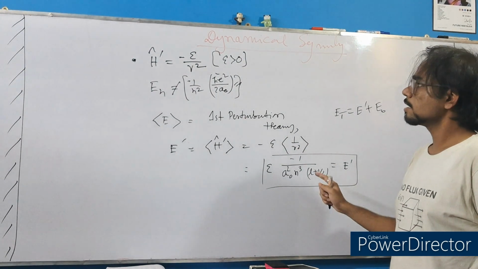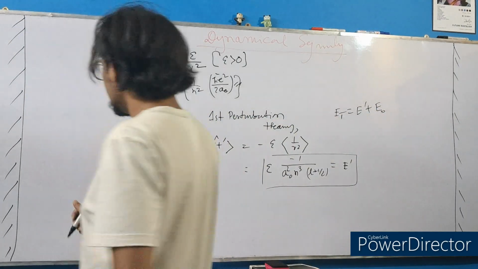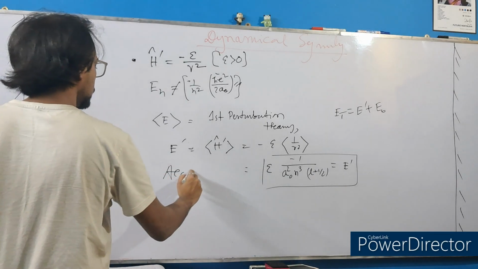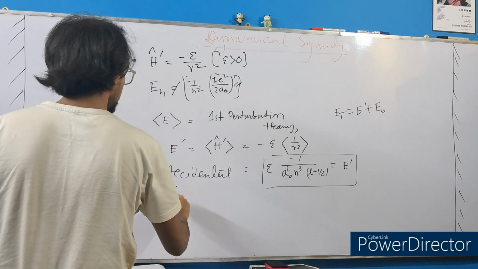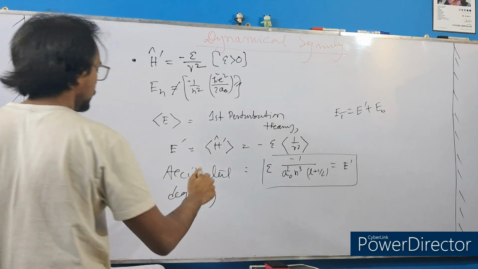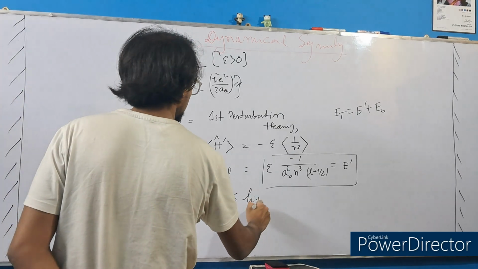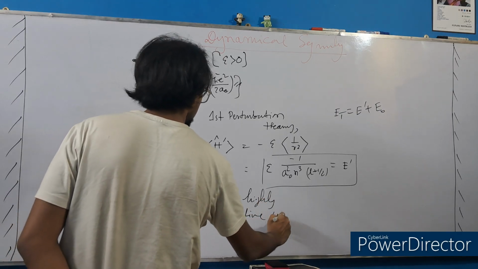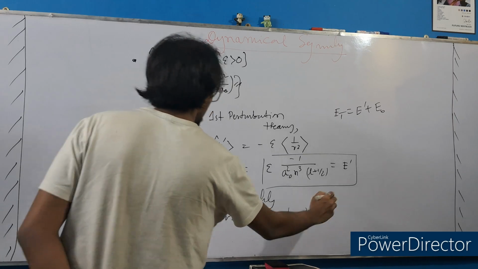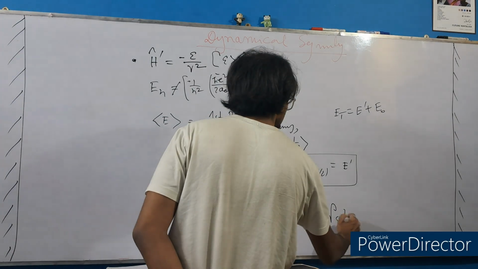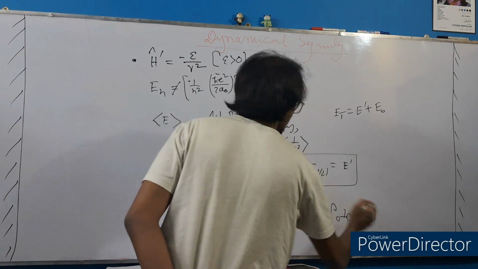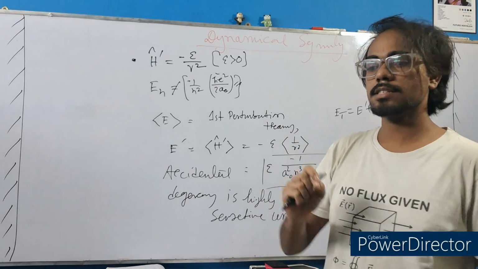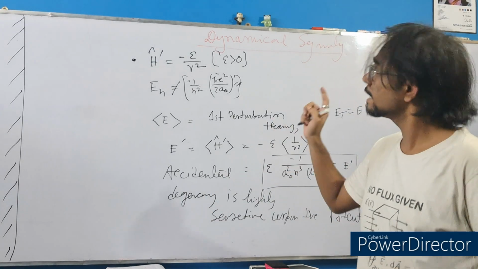So due to that reason, I am always saying that the accidental degeneracy is highly sensitive to the potential. So if you take a potential which is slightly non-Coulombic, I am not replacing the entire potential.